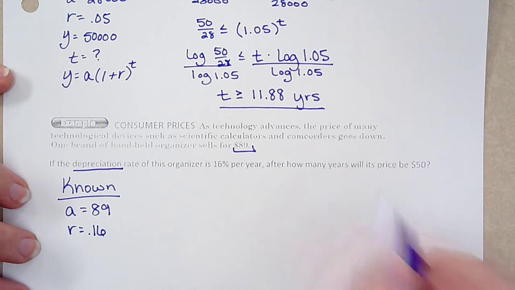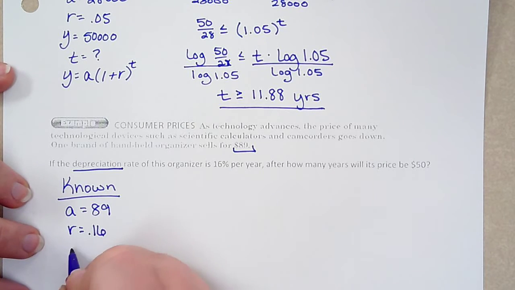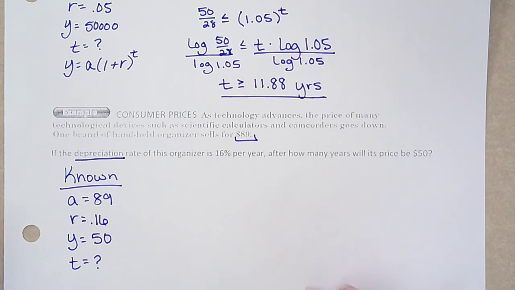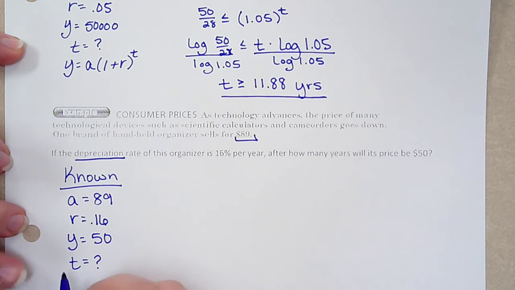It says after how many years will its price be $50? Well, that's an ending price, so I'm going to put it as y, and I know that I'm solving for t. Now, the reason that I underlined depreciation was because on this one, I'm going to be using the exponential decay model.